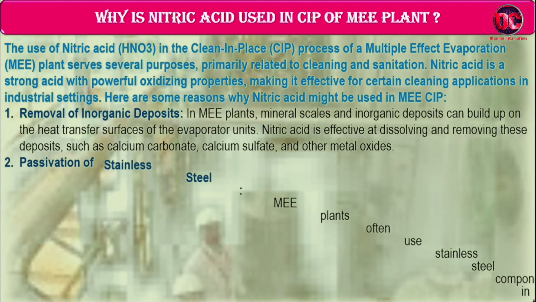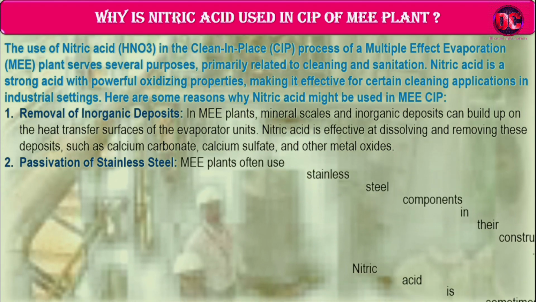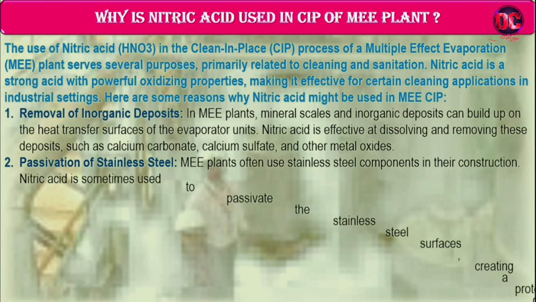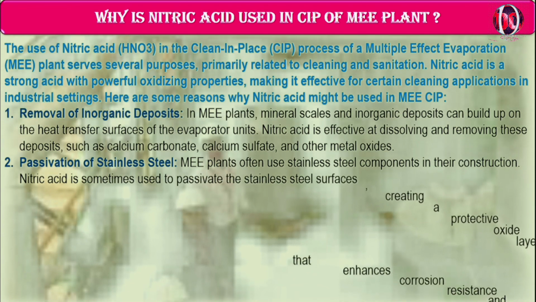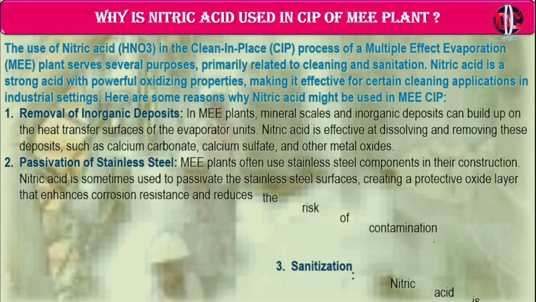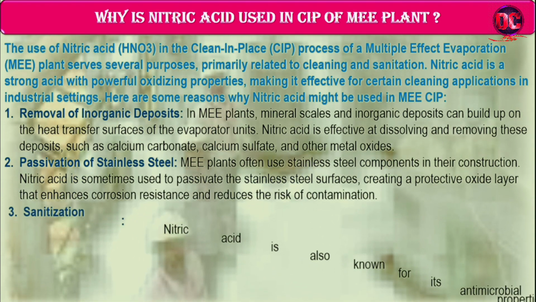2. Passivation of stainless steel. MEE plants often use stainless steel components in their construction. Nitric acid is sometimes used to passivate the stainless steel surfaces, creating a protective oxide layer that enhances corrosion resistance and reduces the risk of contamination.